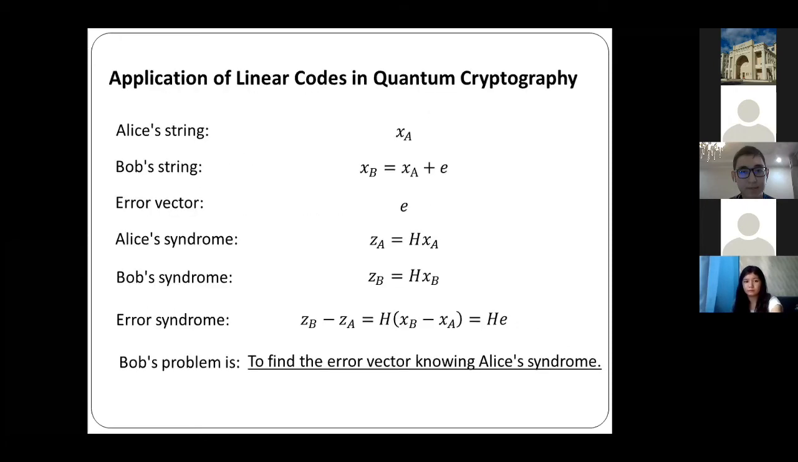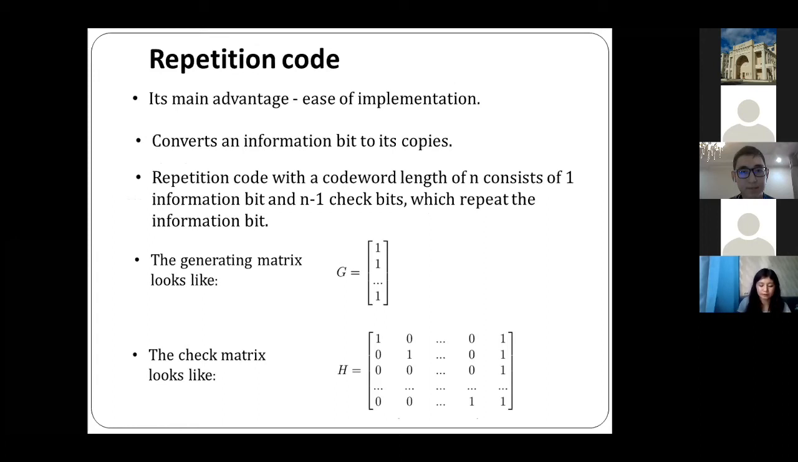So, one example of the simplest linear code is the repetition code. Its main advantage is ease of implementation, and this code converts an information bit into its copies. That is, a repetition code with a code word length of n consists of one information bit and n minus one check bits, which repeat the information bit. The generator matrix for the repetition code consists of one row and looks like this. The check matrix for the repetition code looks like this, and the sum modulo 2 of the last and any other bit in the code word is 0.